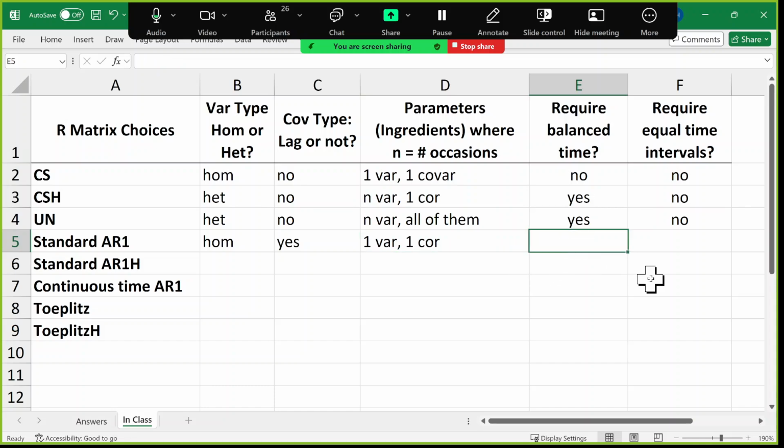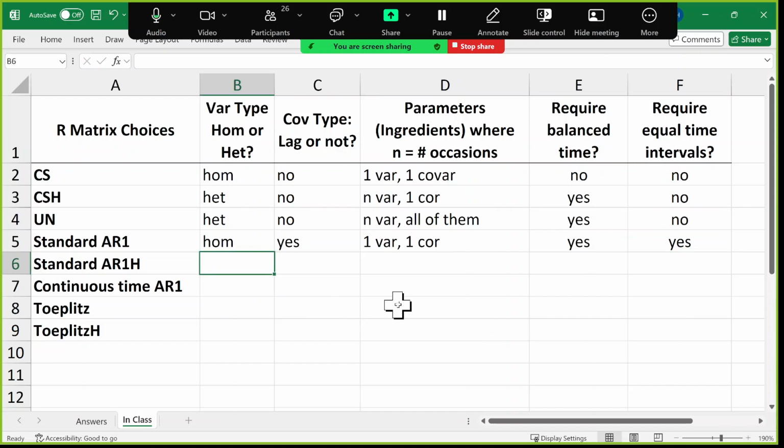Does it require balanced time then? It does if time is discrete. That's basically another way of saying it. And it does require equal intervals, I would say as well, because of the lagged specification of the correlation structure.